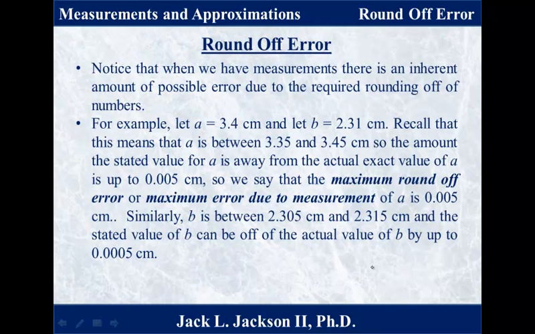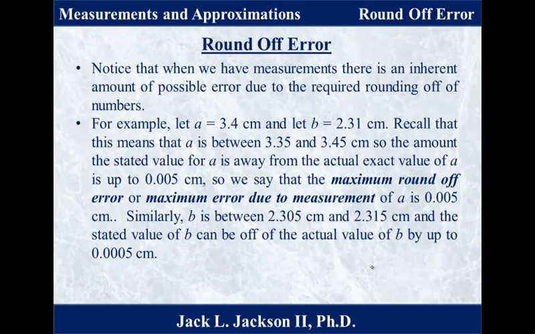Now notice that when we have measurement, there's an inherent amount of possible error due to the required rounding off. We talked about this a minute ago, where we said, well, the worst case scenario is you're all the way to one end. So let's take a look at this for a second. Let's suppose we have the measurement A is 3.4 centimeters and B is 2.31 centimeters. So what does this mean? This means A is really between 3.35 centimeters and 3.45 centimeters. So the amount A is away from the actual exact value of A. We said A is 3.4, but how far is 3.4 from where A actually is?